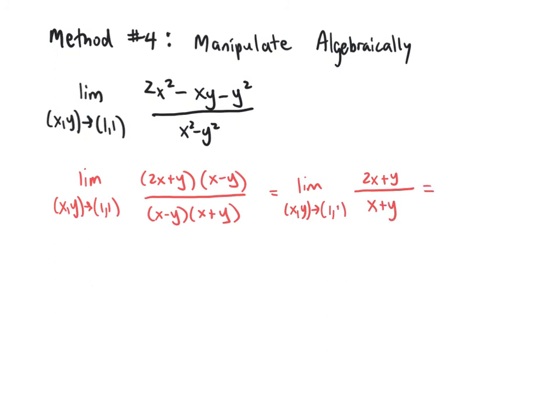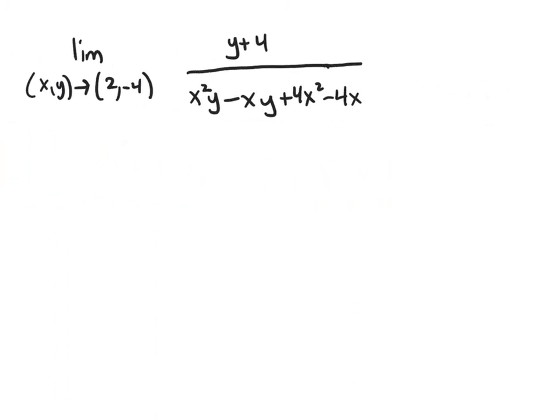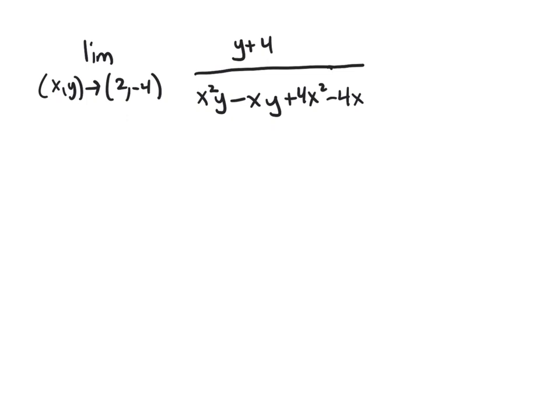So if we plug in 1 for x and 1 for y, we get 3 divided by 2. And so algebraic manipulation by factoring, by clearing fractions, by using the conjugate, those types of things, is a good thing to keep as a technique as well. I have one more of those for you. So here's another limit by algebraic manipulation.